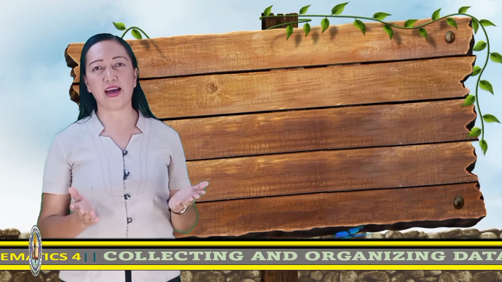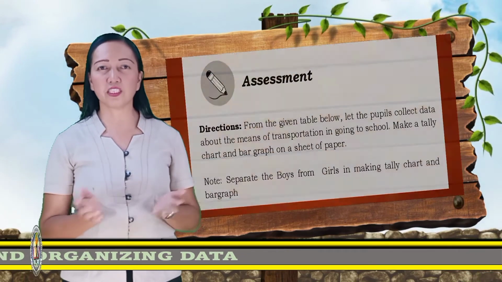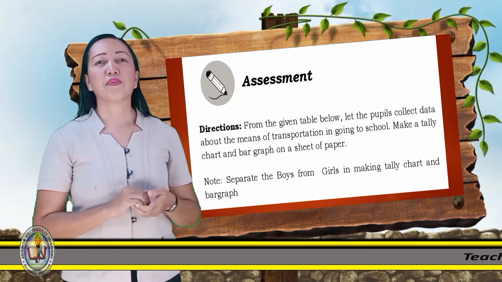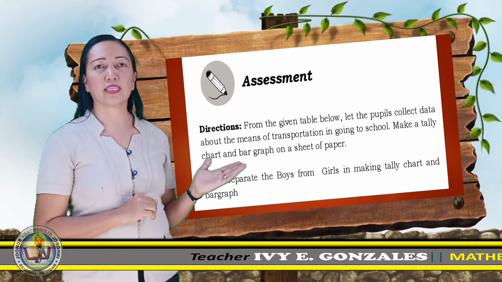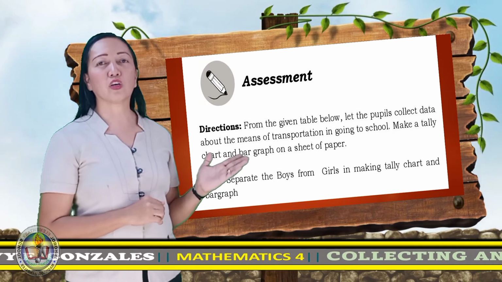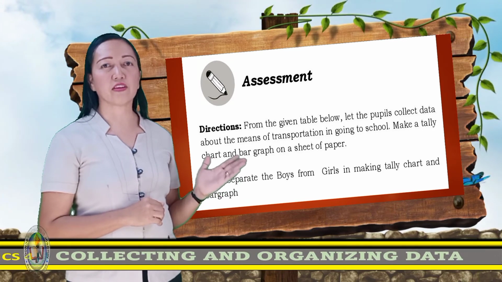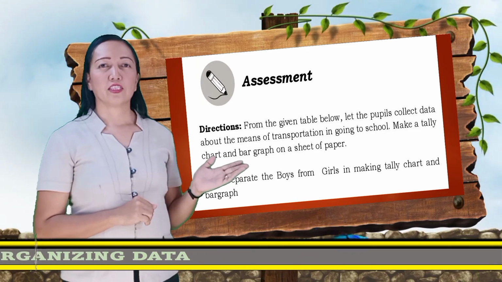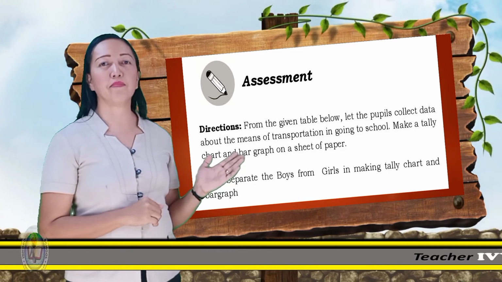Now that we are done with the activities, let us answer the assessment. Directions. From the given table below, let the pupils collect data about the means of transportation in going to school. Make a tally chart and bar graph on a sheet of paper. Note: separate the boys from the girls in making the tally chart and bar graph.